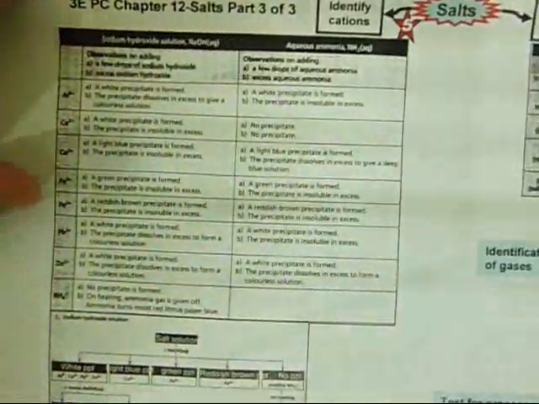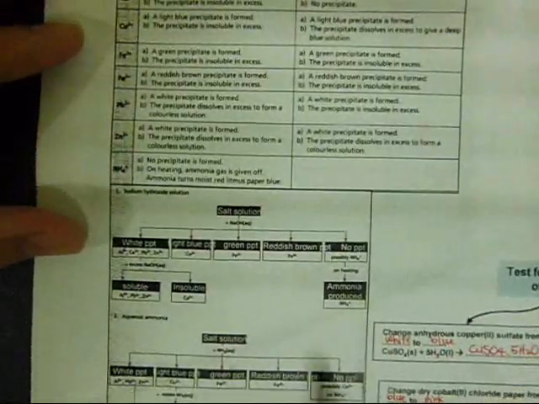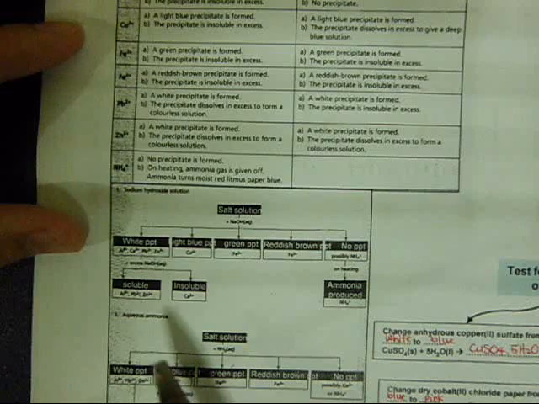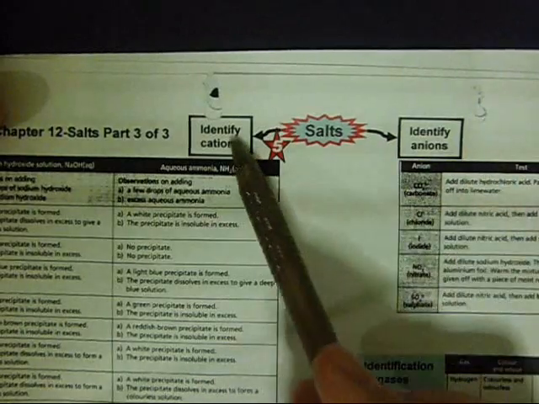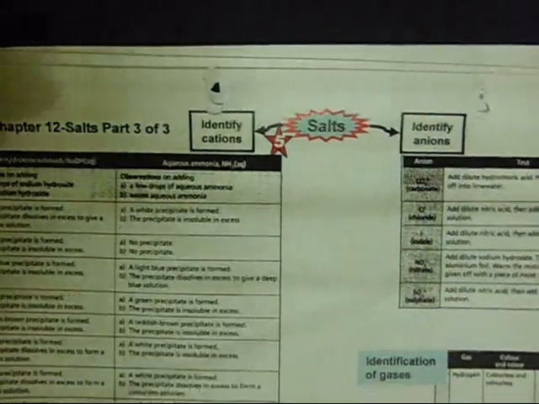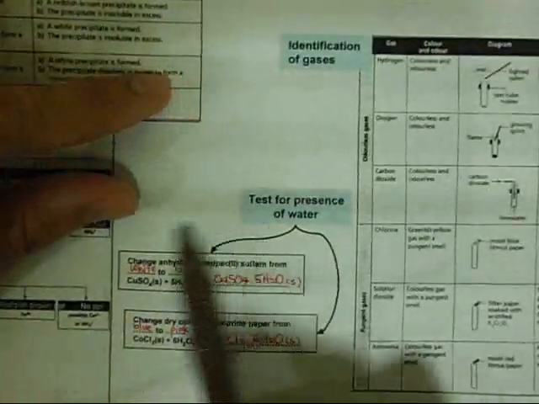The last part is the QA. Nothing I can help you, basically. You just have to remember. So basically QA, there are 2 parts to identify the anions, which is this table, and the cation, which is this table. And besides that, you need to know how to identify the gases and how to test for the presence of water.